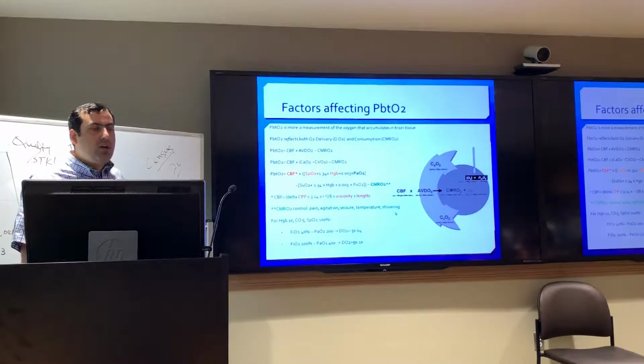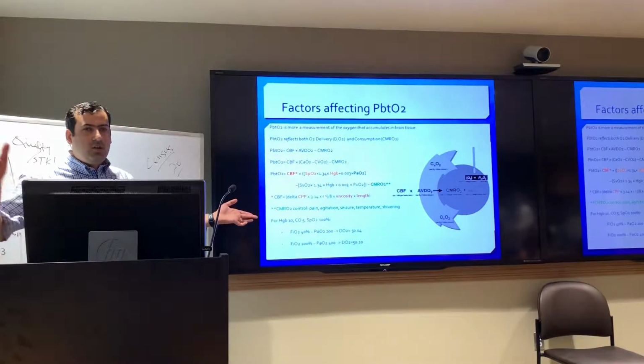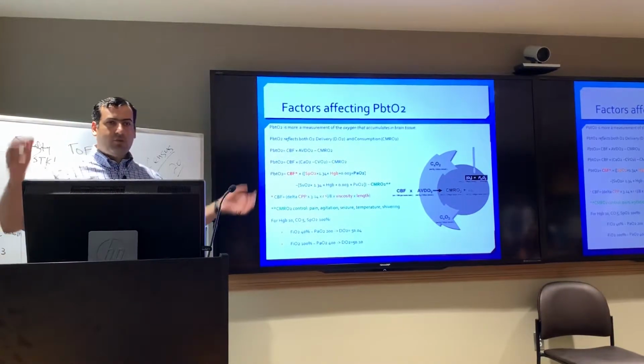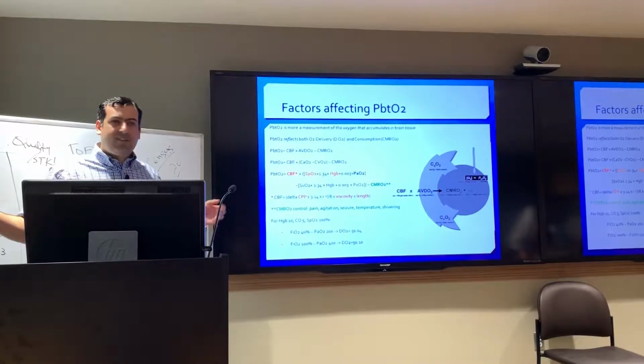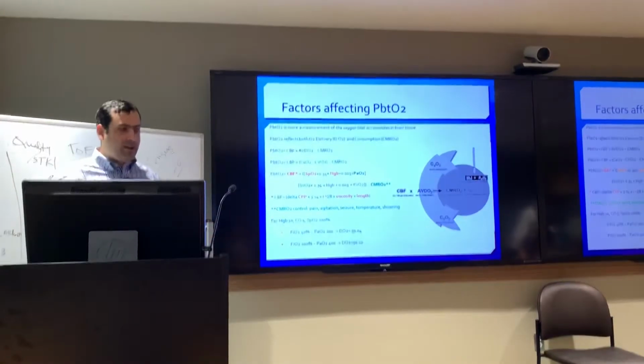So you can use an FiO2 challenge, because if you bring a lot of food and throw it on the table, there will be a lot of leftover, but that doesn't mean good consumption. And what we are worried about is consumption here.